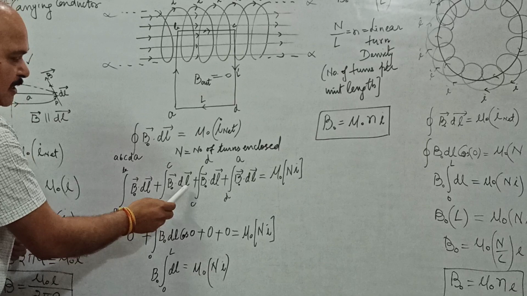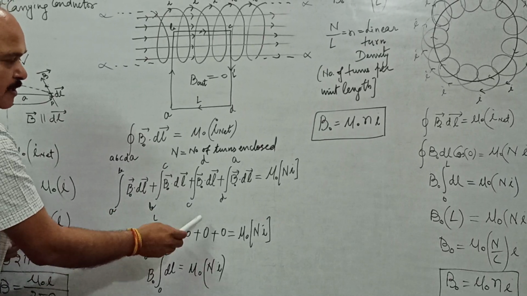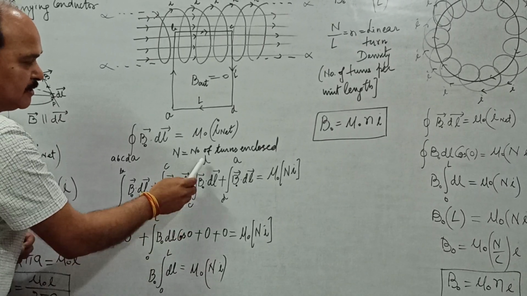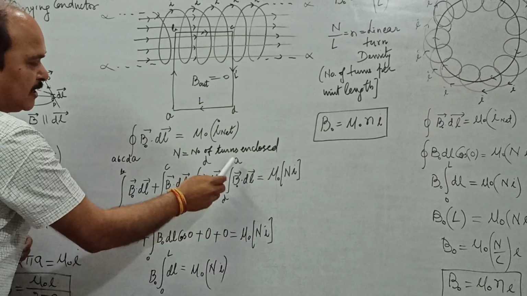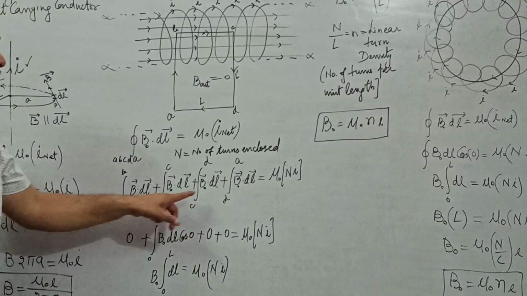Integration of B dot dl is what? B dl cos 0. And integration of B dot dl from C to D, and integration of B dot dl from D to A is 0. So why are these three terms 0?